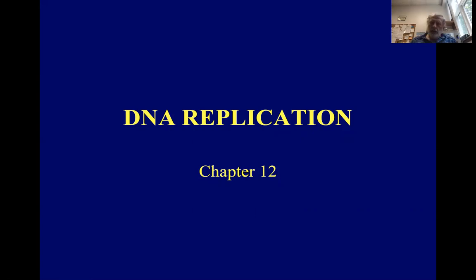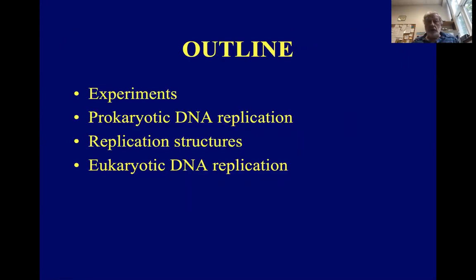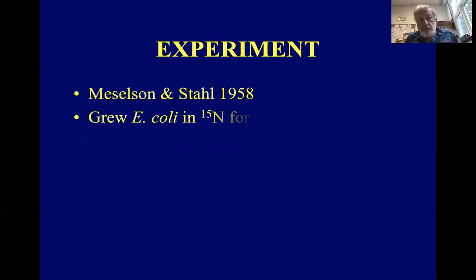Now we're going to start discussing DNA replication. So here we're starting our walk through the central dogma of molecular biology, with the top round arrow there for DNA replication. This is chapter 12 in your textbook. First, we'll discuss a couple of experiments that were important in determining how replication works, and then we'll talk about replication in prokaryotes, then different structures that the DNA molecules undergo as they replicate, and then lastly we'll finish with eukaryotic DNA replication.